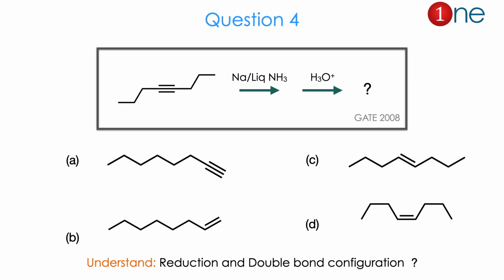The product can be a terminal alkene, or the symmetrical alkene, or the terminal alkyne, or the cis middle alkene. So basically it is about the double bond and pi orbital configuration. From the reactant to product, you might guess reduction is definitely a possibility, and the double bond configuration is important. The answer is C. Let us see how.